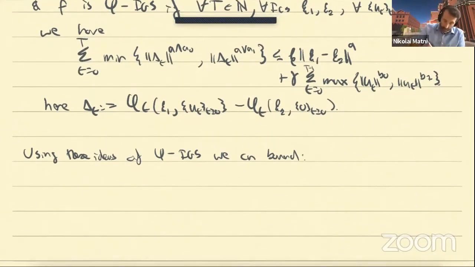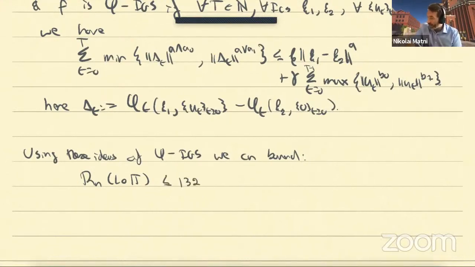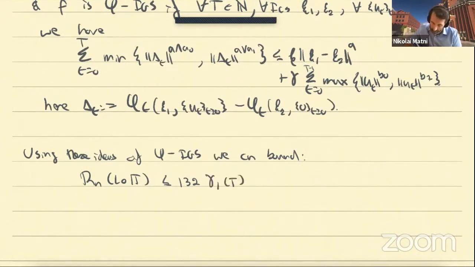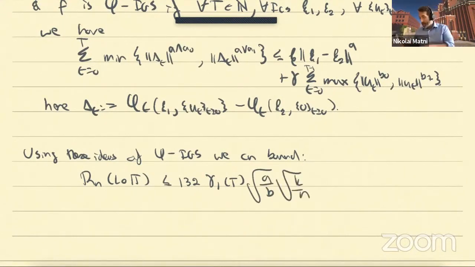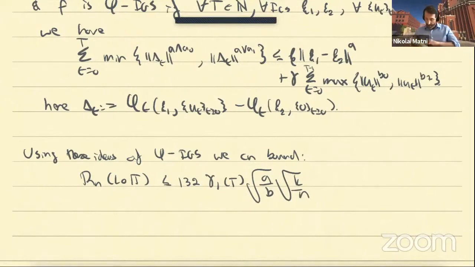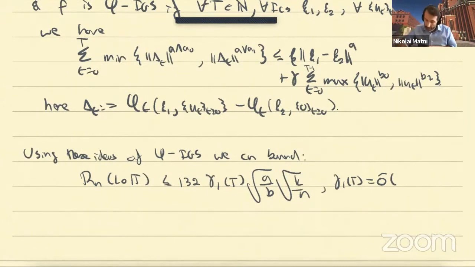We can bound the Rademacher complexity of this composition as 1 over 32, what I'm going to call gamma 1 of t, the square root of a over b, square root of k over n. Where here gamma 1 of t scales like t to the 1 minus 1 over a1 times 1 plus b over a.